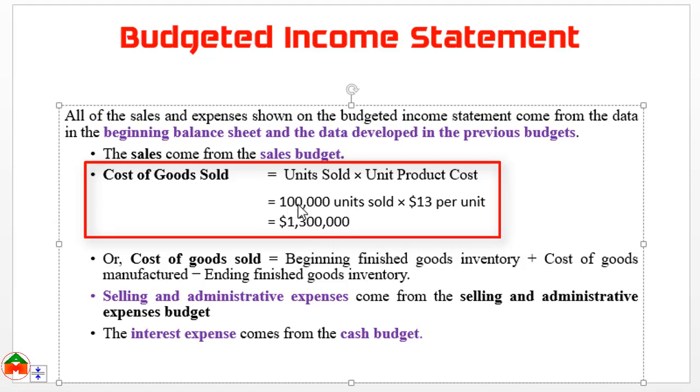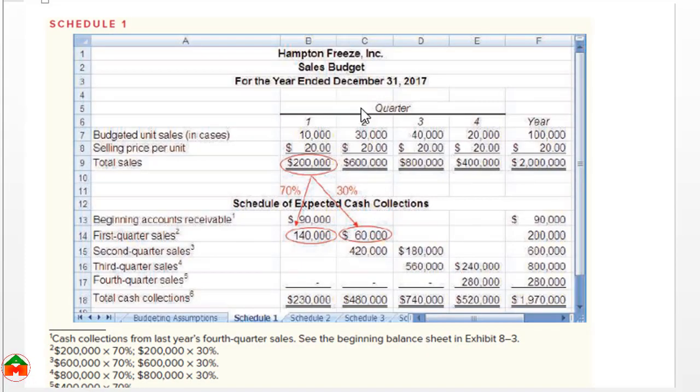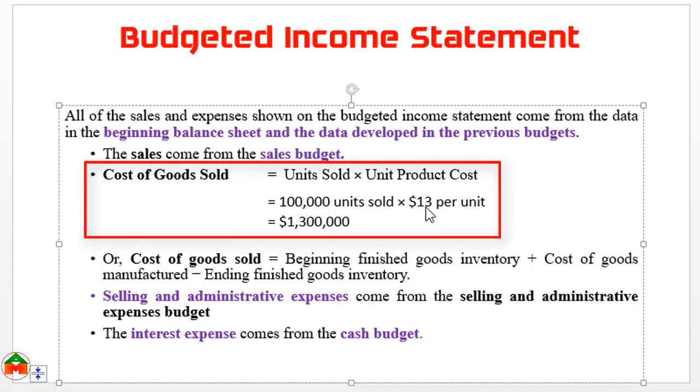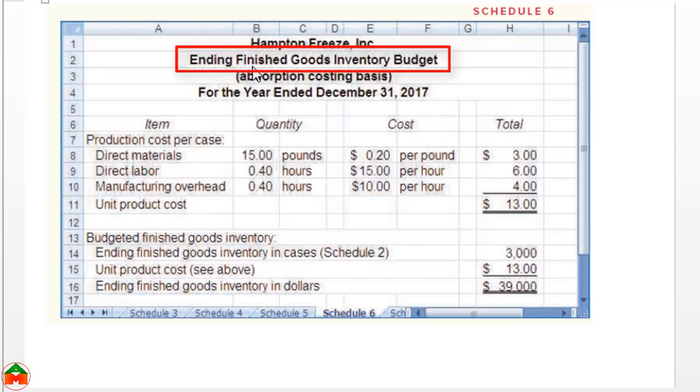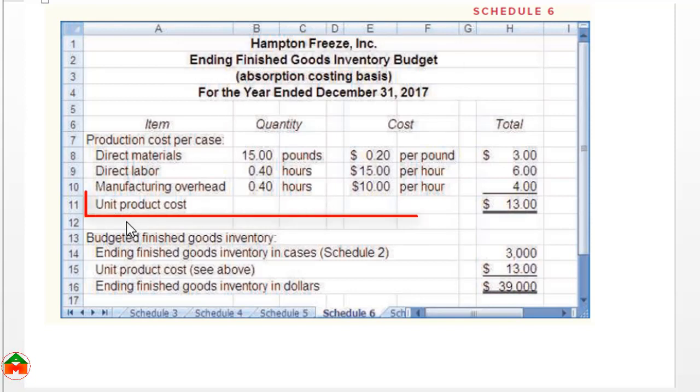This amount has been taken from the sales budget. We can see this is the sales budget and this is the units sold, and we can see 13 per unit is the unit product cost, and it has been taken from the ending finished goods inventory budget. In the previous tutorial, we learned how to prepare the ending finished goods inventory budget, and from that budget we are taking the unit product cost, which is 13.